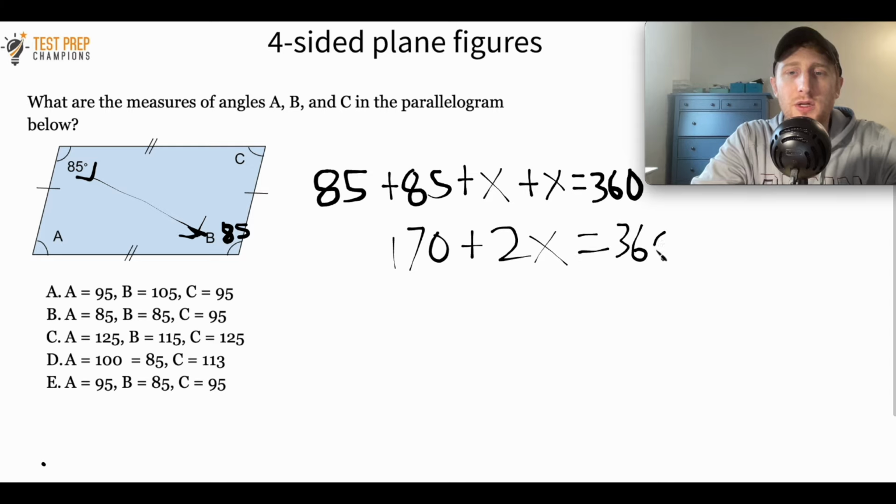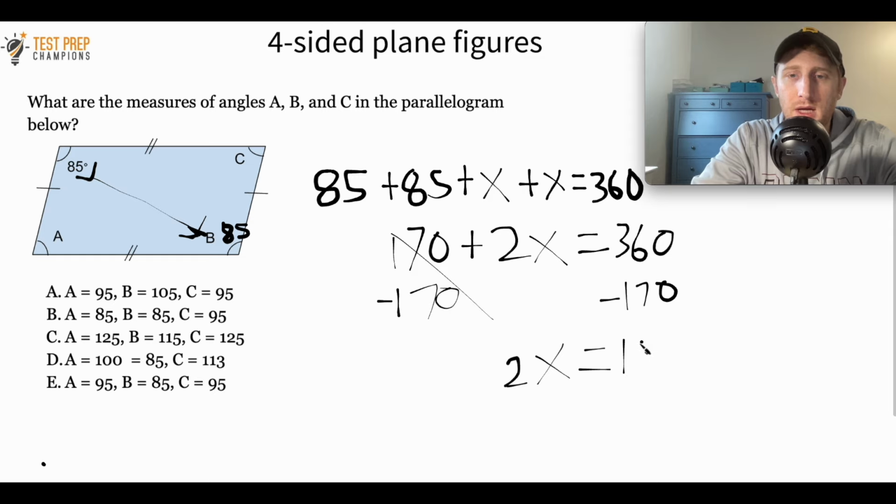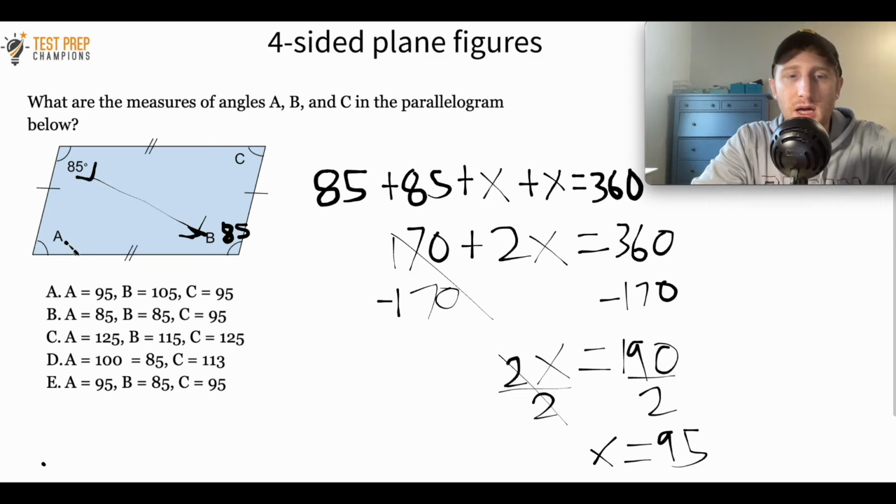360. So the way to move forward now would be to subtract 170. When we do that, we see that 2X equals 190. Now we are going to divide by 2 on both sides to get the X, and we see that X equals 95. So what we now know is that C and A both equal 95 degrees. So the correct answer here would be E.